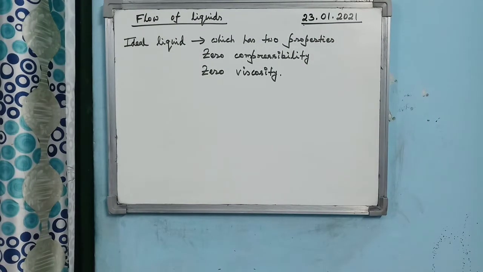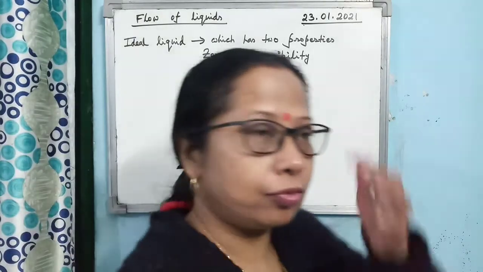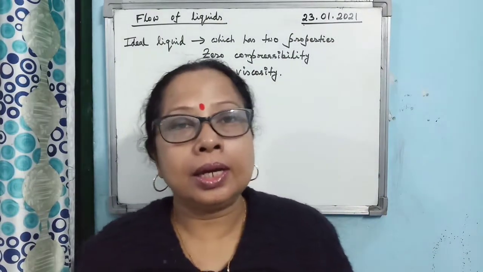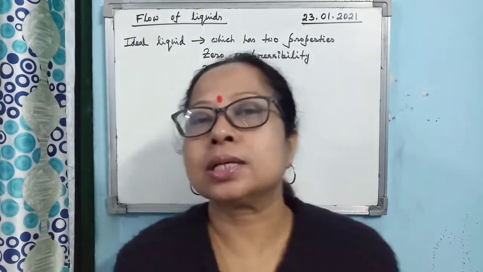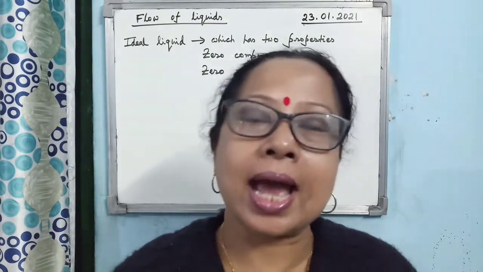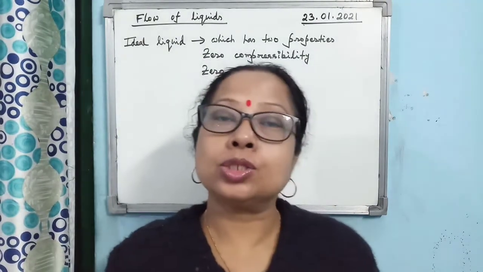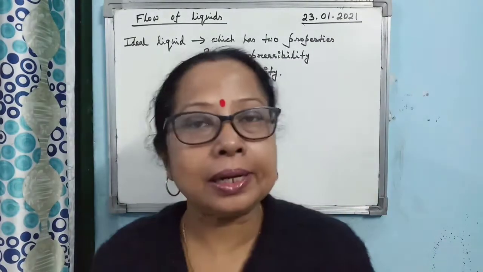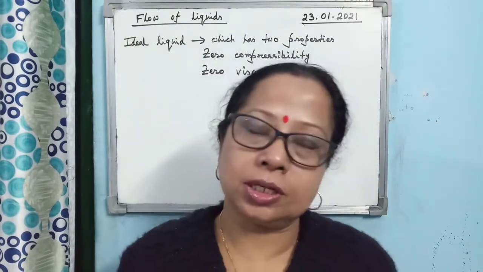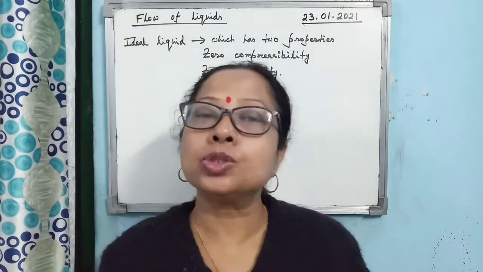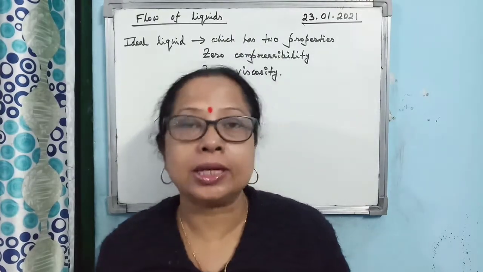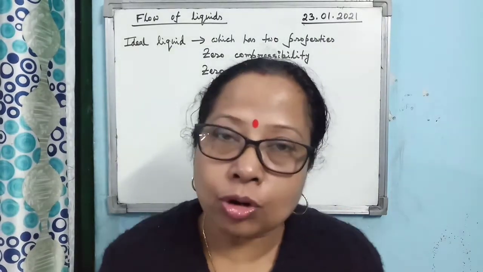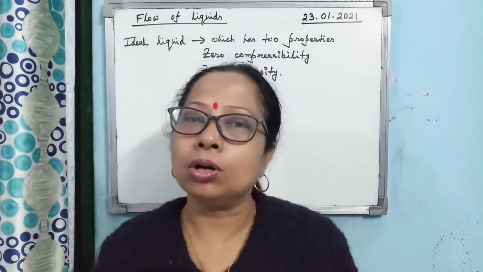Today I'm starting a new chapter, that is flow of liquids. Now, when we consider a liquid according to the concept of physics, we consider an ideal liquid as a liquid which exhibits two properties, that is zero compressibility and zero viscosity. So I repeat, ideal liquid means what? Ideal liquid means which exhibits two properties, that is zero compressibility and zero viscosity.